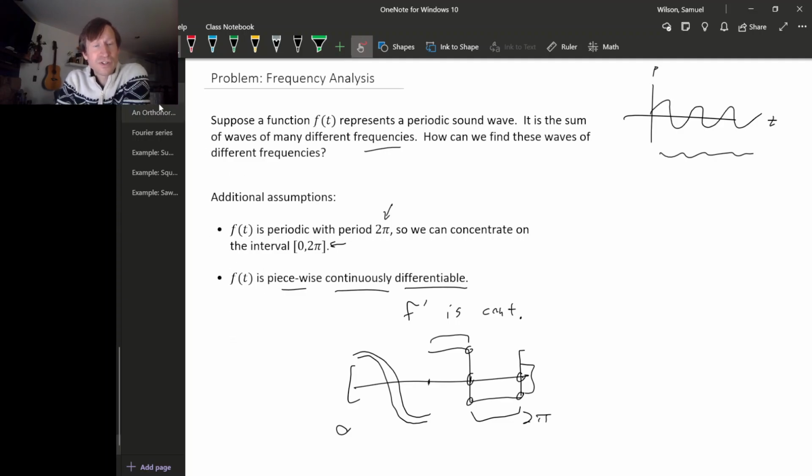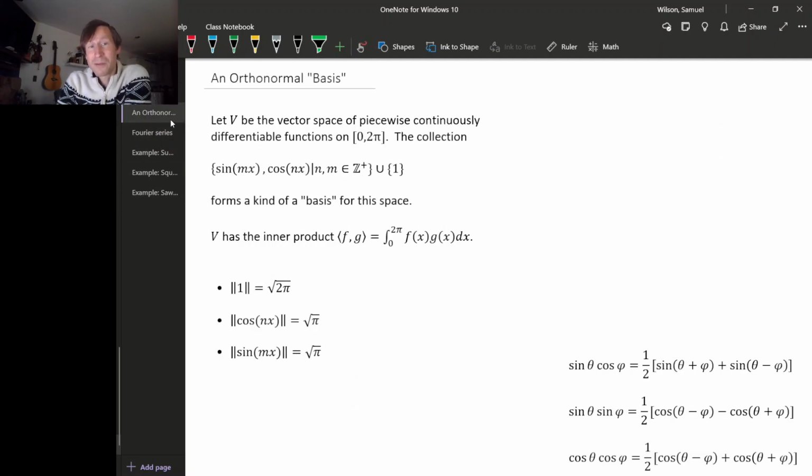So with these restrictions, we can actually write down the vector space that we want to talk about. What we're going to work with is this vector space, I'm calling it V. It's the vector space of piecewise continuously differentiable functions on the interval from 0 to 2 pi. Now you might notice that I haven't said that they have to be periodic, and that's just because we're concentrating on one period, so implicit in this is that outside of this interval, we're assuming that it's going to just repeat itself.